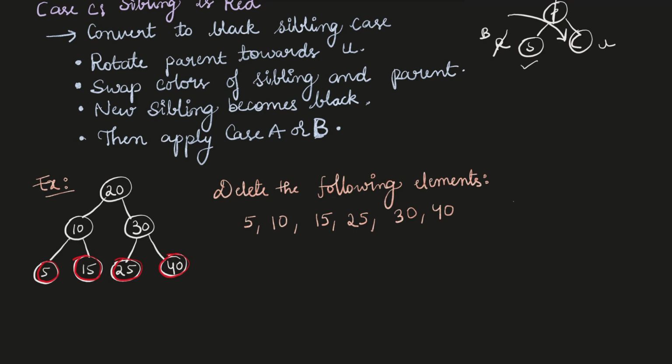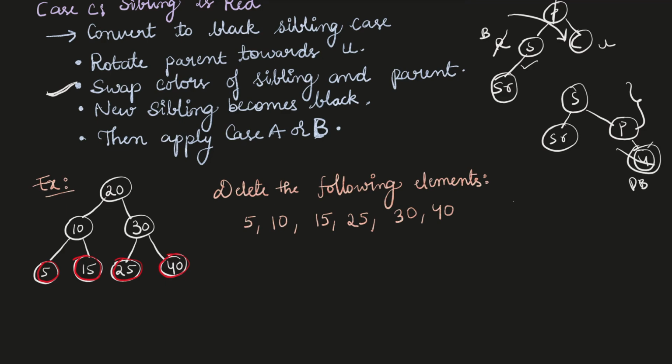After performing this rotation, S would come at the top, and if there is a child of S, let me represent it with SR, then P would come here and SR would come here. After recoloring them according to the swapping rule, you can remove this U double black from here directly. So this is how you end the process. Now let me show it with an example.